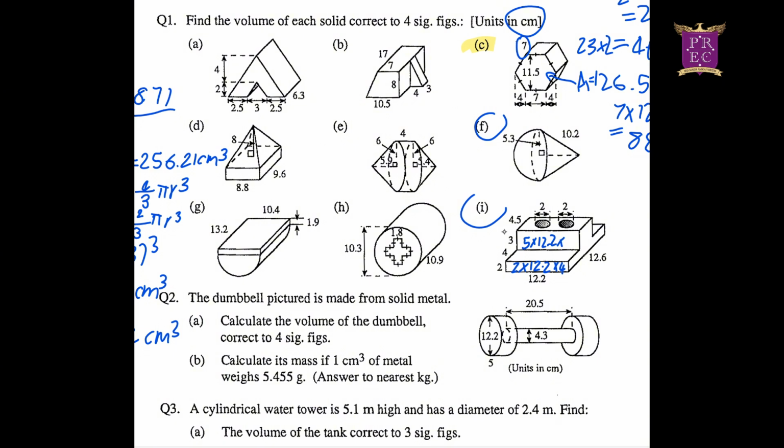what's the length over here? It'll be 4.5. Okay, now we've got this structure's length. What about this one? So we know that this part is 4, this part is 4.5, so what's remaining to make 12.6 will be 4.1, okay? So we know that this structure is 4.1 times by 12.2 times by, what's remaining? We've got the height, which is 2 as well.